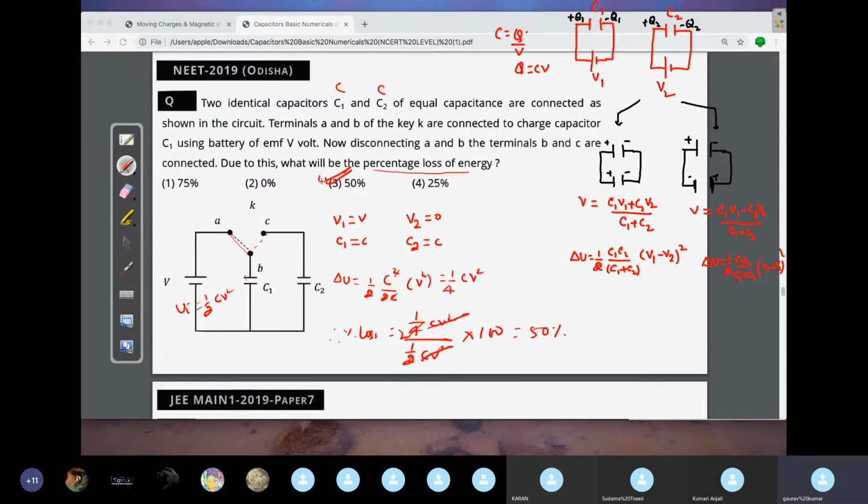If you want, you can take the screenshot. In this case, you are not charging the second capacitor, that's why I'm taking V2 as 0. And you are charging only capacitor C1, that's why I'm taking V1 as V. Both the capacitors are equal, C1 and C2, so C and C. Initial energy will be half CV square, and for loss of energy we can use this formula. Put V2 equals 0, we'll get 1 by 4 CV square. Fractional loss is loss in energy divided by original energy into 100. The answer will come out to 50%.